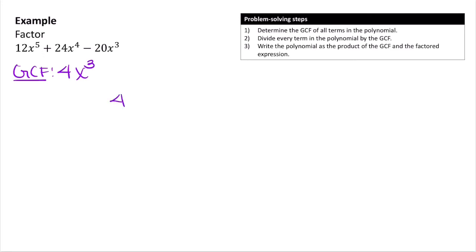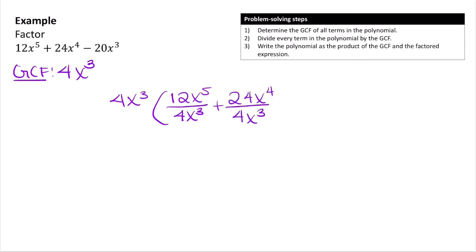So now I'm going to factor it out, and I'm going to divide every single term in this expression by that GCF. So let's go ahead and do that. 12x to the 5th plus 24x to the 4th minus 20x cubed, each over 4x cubed. So that gives me 4x cubed. Remember, I have to leave my GCF in front. And then 12 divided by 4 is 3. x to the 5th over x cubed gives me x squared.